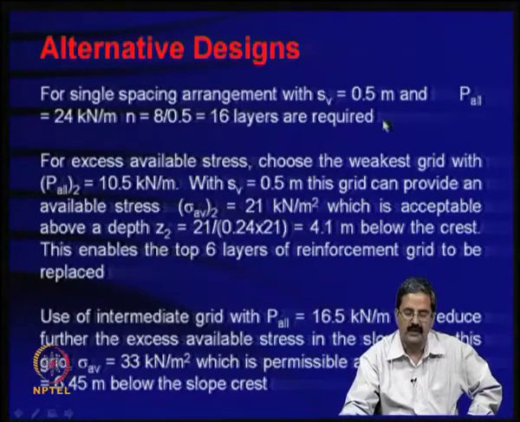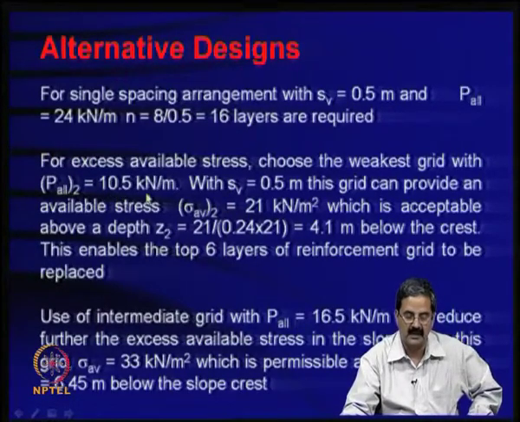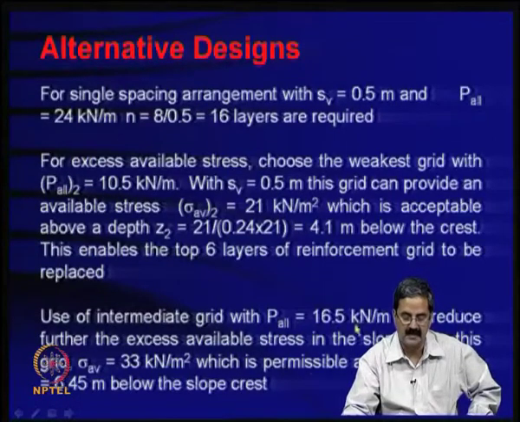So, when you take P allowable as 24 and spacing as 0.5, the number of layers will be 16. In some cases, as I said, you have other materials also. There is the 10.5 one, and because you may not have a lot of stress at the top, you can use a weaker material there with the same spacing, and also an intermediate one, 16.5, can be used.